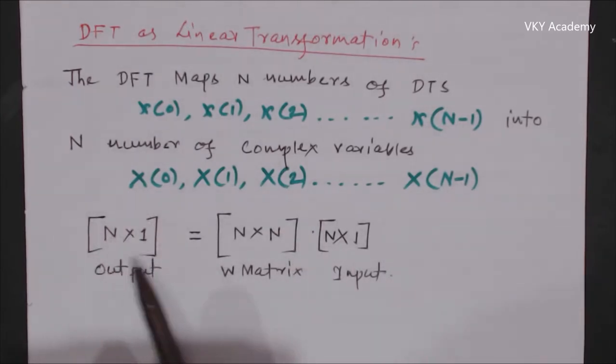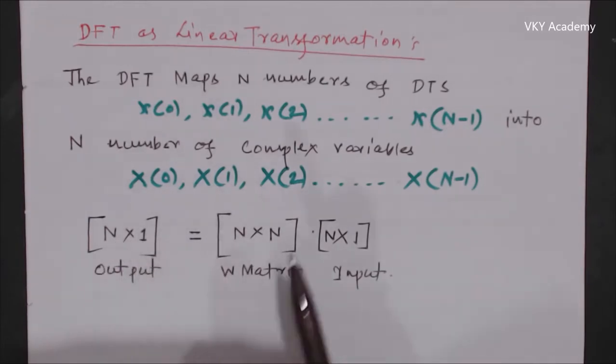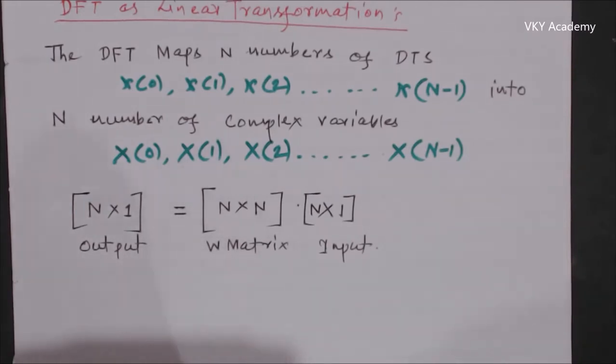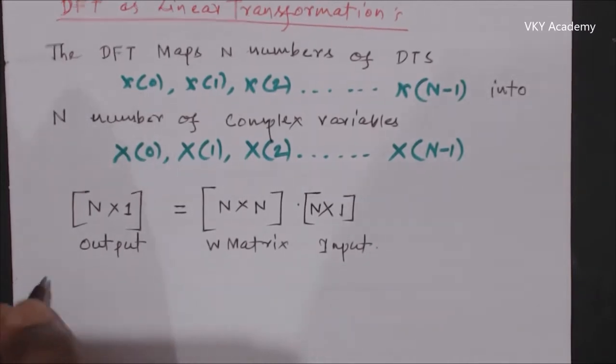The output, which is an n cross 1 matrix, can be computed by the matrix multiplication of an n cross n W matrix with the n cross 1 input signal. Let us understand how this can be done. For that, we need to write down the relation of the discrete Fourier transform.